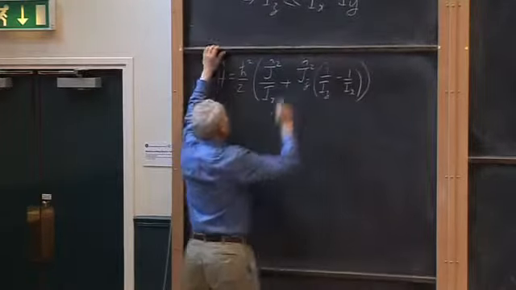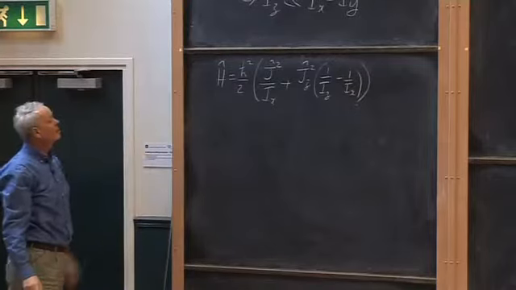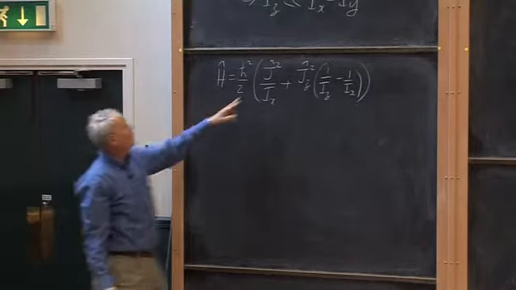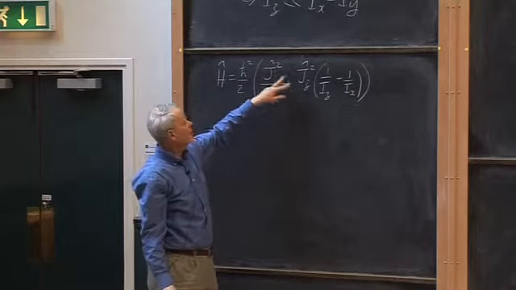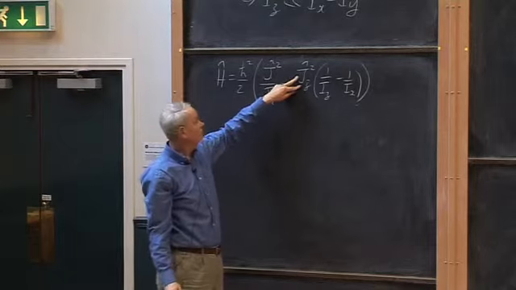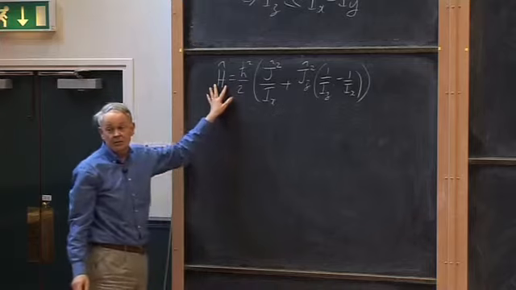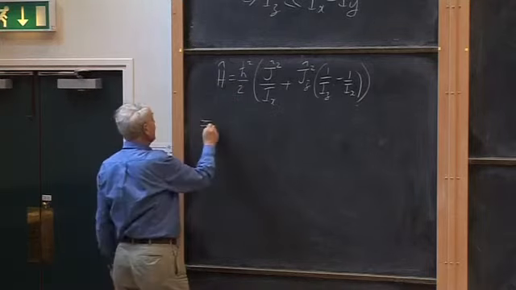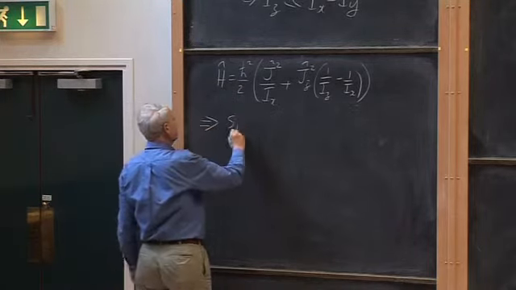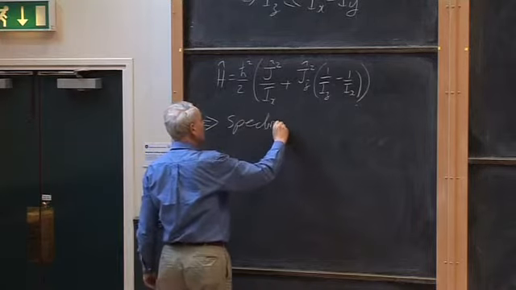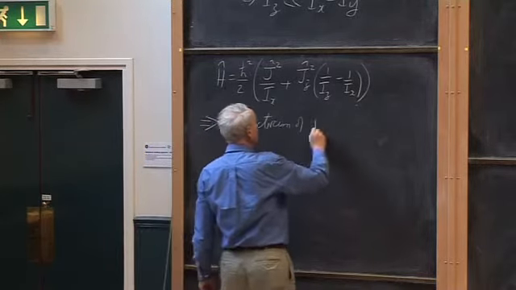And now the beauty of this is that we know what the eigenvalues of this operator are and what the eigenvalues of this operator are. So we can immediately say what the eigenvalues of this operator are. So this says immediately what the spectrum of H is.